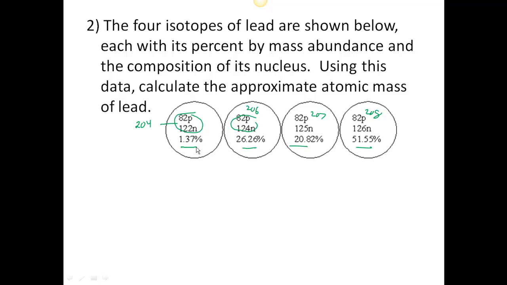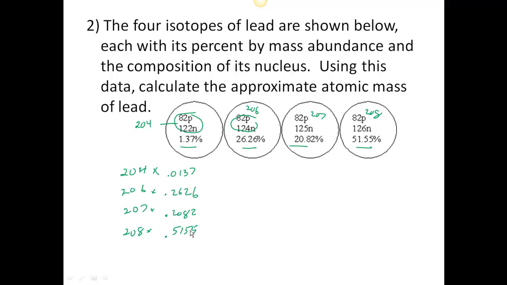Okay, so let's recall how to do this. We did this in the podcast. So we take our mass numbers, which are in this case 204, and we're multiplying by a percentage. Now we have to convert this into a decimal. So that's 0.0137. We're going to have 206, and 207, and 208. And respectively, they're going to be multiplied by, this is 26%, so it's 0.2626. This is 20%, so it's 0.2082. And this last one's the biggie.